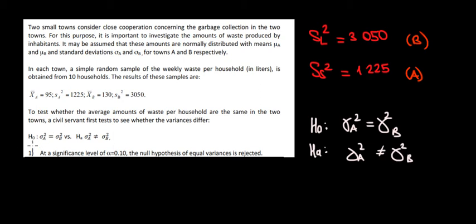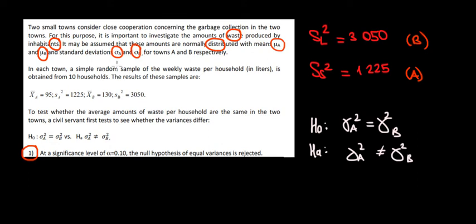Let's have a look at question 1 in this video. So we have two towns that want to collect garbage and they want to investigate the amount of waste produced by the inhabitants. It may be assumed that the amounts of waste are normally distributed with the means of mean A and mean B in the respective towns, and they have standard deviations as well.